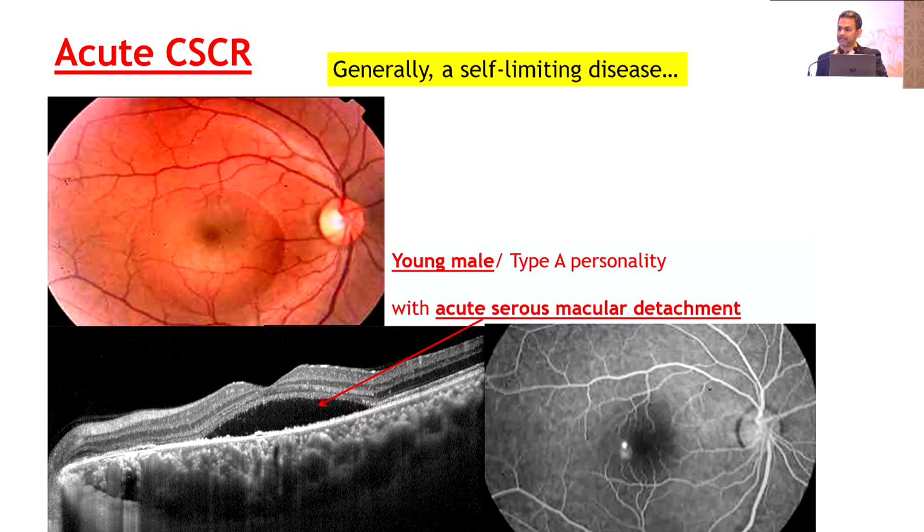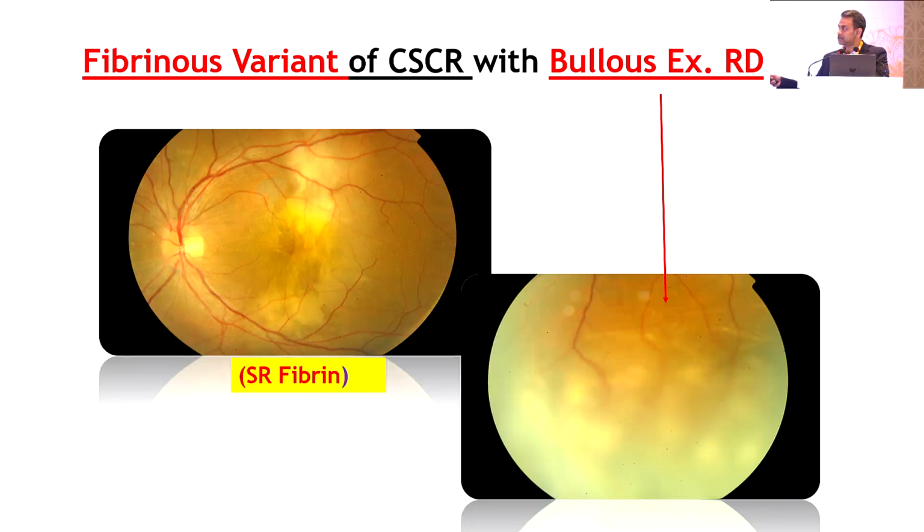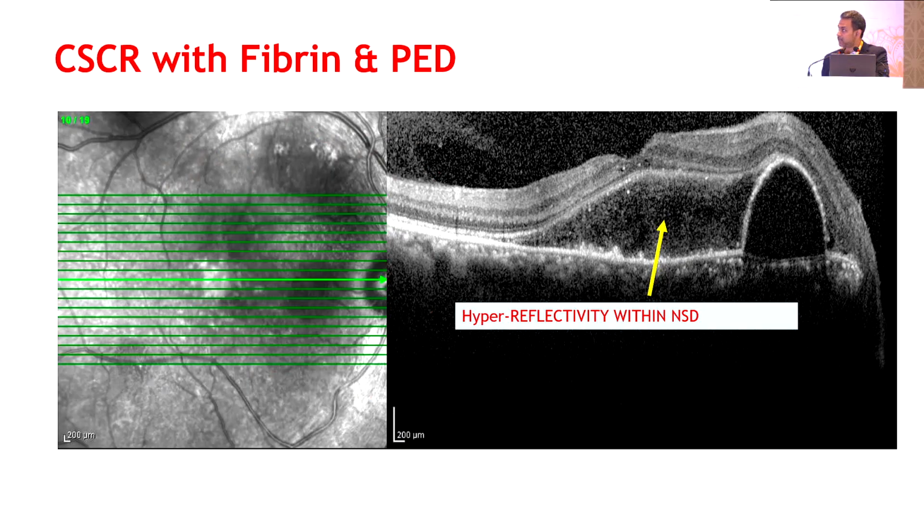Moving to the next entity, CSC. We all know it: young patients, type A personality, acute serous macular detachment overlying a pachychoroid. There are variants, like the fibrinous variant or an exudative bullous variant associated with exudative RD, or with PEDs and hyperreflective fibrinous material on OCT.